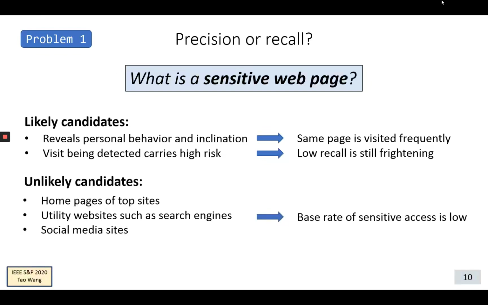Unlikely candidates for sensitive web pages may include home pages of top sites, utility websites such as search engines, and social media sites. Because website fingerprinting can't see what you're searching for, they can't see what you're tweeting, for example, the fact that you visited those sites doesn't tell the attacker much. So what that really says is that the base rate of sensitive web page accesses is actually going to be quite low. So that also informs us as to how we should calculate precision.